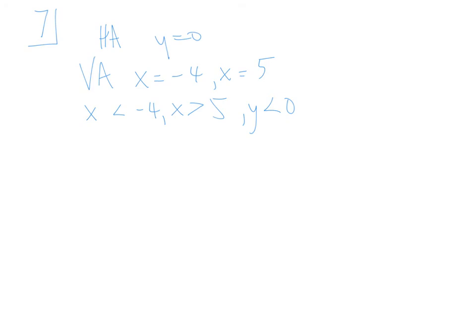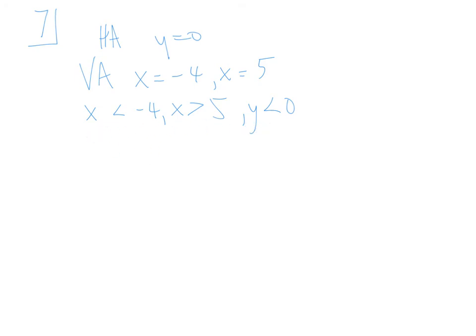In number 7, you've been given information. You've been told that the horizontal asymptote is y equals 0. The vertical asymptotes are x equals -4 and x equals 5. And the behavior before -4 and after 5 is below 0. So the function will be below 0 in these areas.